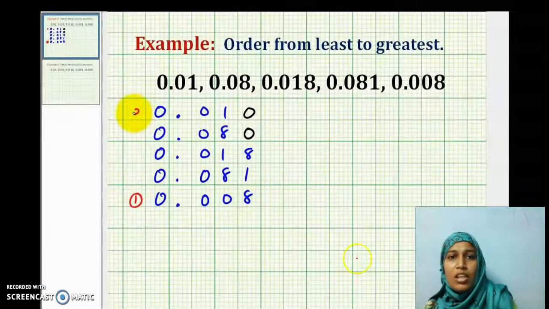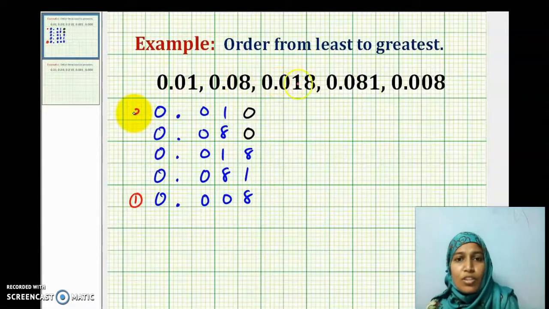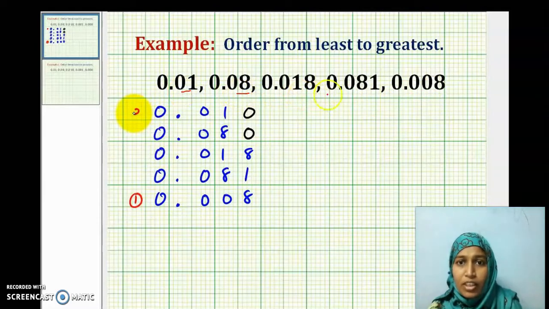Okay, now we have to arrange them. See here, 0.01, 0.08, 0.018, 0.081, 0.008. Are they all like decimals? No, here we have only 2. Here also 2. But in all the other 3, we have 3 numbers after the decimal point. Here 1, 2, 3. Here also 1, 2, 3. 3 numbers are there after the decimal point. So what is the first thing I should do before comparing? I should convert all these numbers to like decimals.